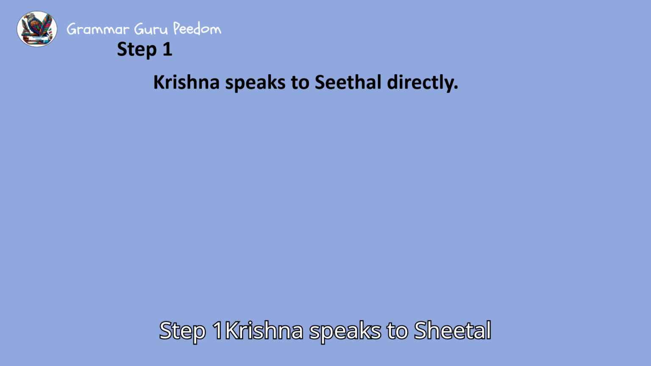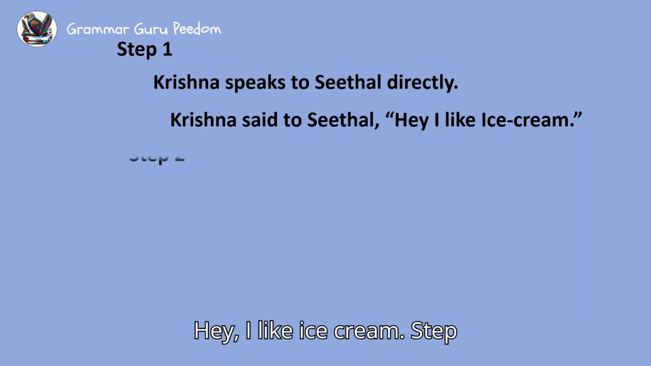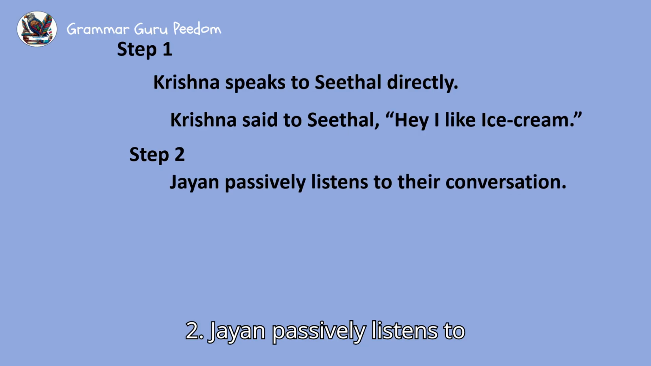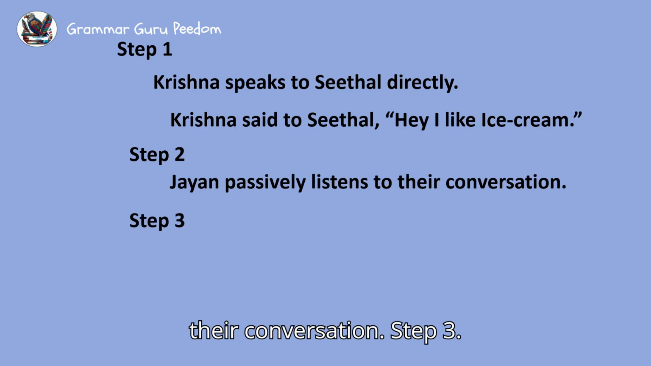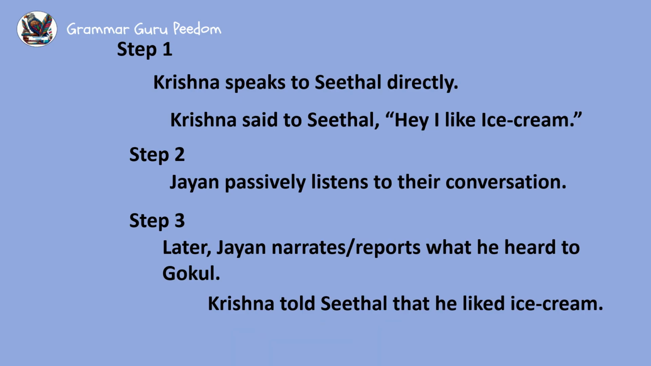Step 1. Krishna speaks to Sheetal directly. Krishna said to Sheetal, "Hey, I like ice cream." Step 2. Jain passively listens to their conversation. Step 3. Later, he narrates or reports what he heard to Google. Krishna told Sheetal that he liked ice cream.